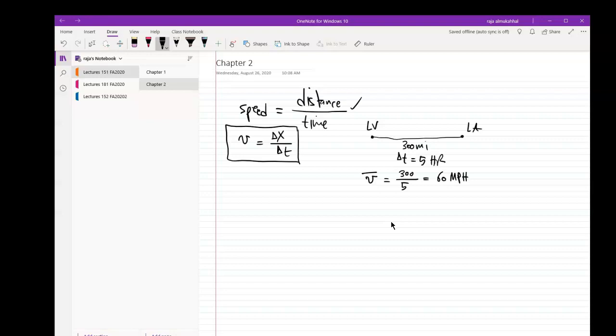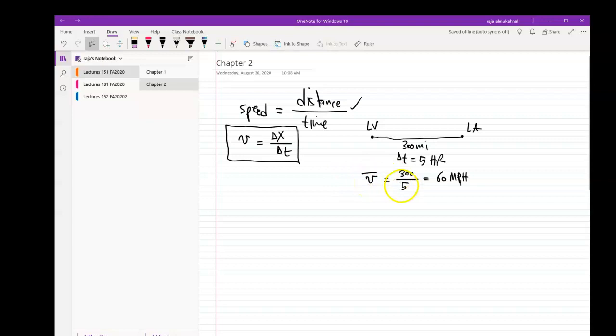Now, that doesn't mean that I started from Las Vegas, and for the next 5 hours I was driving non-stop at exactly 60 miles an hour. That's just not possible, right? Your speed is constantly going up and down. Say sometimes you're going 70 miles an hour or 55 miles an hour or maybe 45 miles an hour and so on. But overall, your speed is around 60. So that's why we call it the average speed. That's the meaning of the word average or V bar.